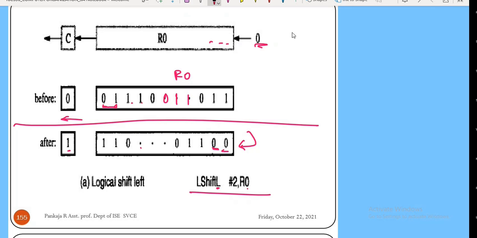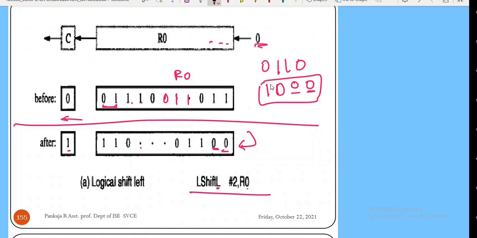Okay, example, I have 0101. If I shift this left, these 2 bits will go out of the register content. The remaining values are 1 and 0, and I have two vacated positions that are filled with 0. Okay, so this is left shift.